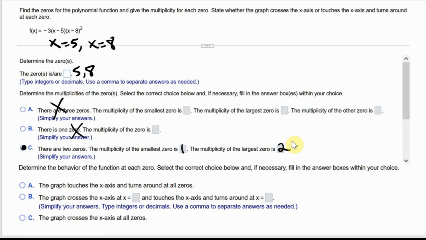Here, determine the behavior of the function. Select the best one. So the graph touches the x-axis and turns around at all values. Nope. It's going to cross at 5. It's going to touch at 8. So the graph crosses the x-axis at x equal to 5, and then it turns around. Okay.